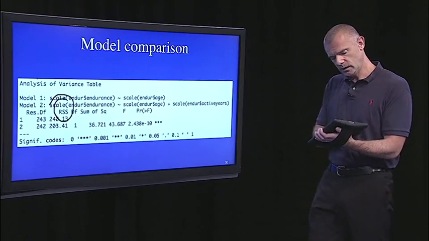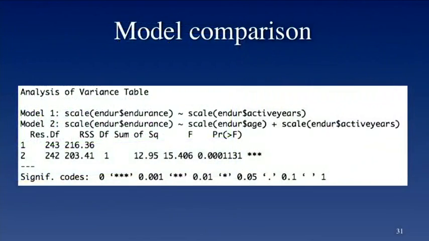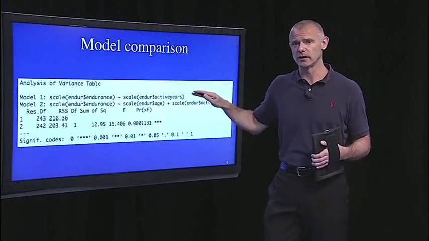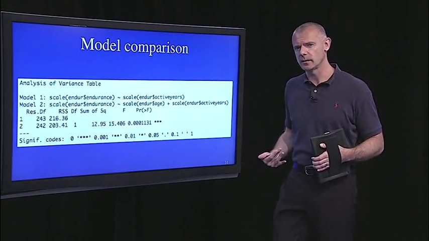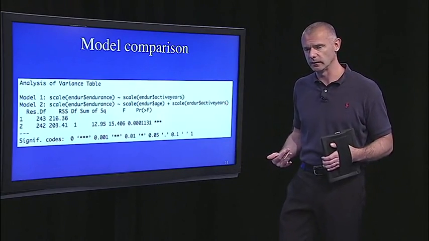simple model. And if I do the same thing, comparing the model with active years in it to the more complex model, again, I get a significant result. So the more complex model is doing better, but the difference isn't quite as strong. And that's because active years by itself does a pretty good job. Remember, it explained 11% of the variance just by itself. But adding age with it gets us up to about 16.6% of the variance.